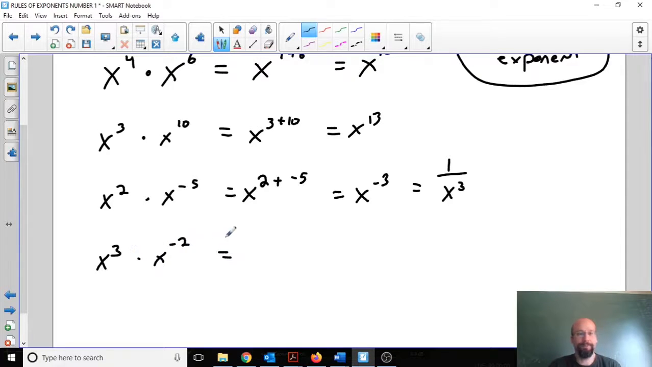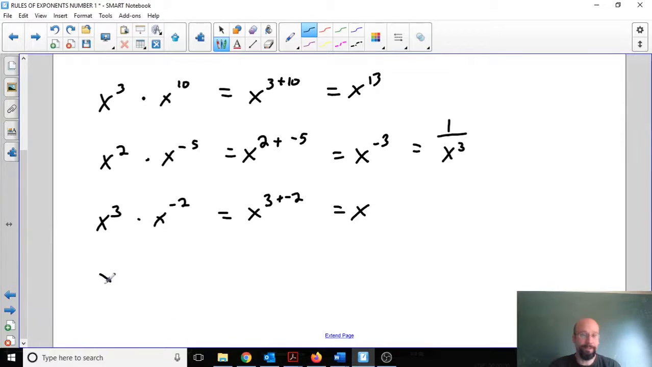So x^3 times x^-2 would be x^(3 + -2), which is x^1, but I don't have to put the 1, it's an imaginary 1. Speaking of imaginary ones, x times x^4. This is going to be x^(1+4), which is x^5.